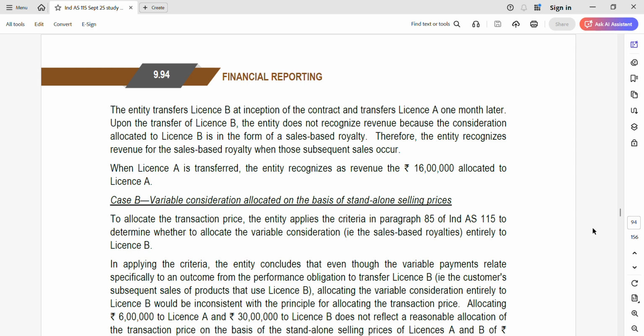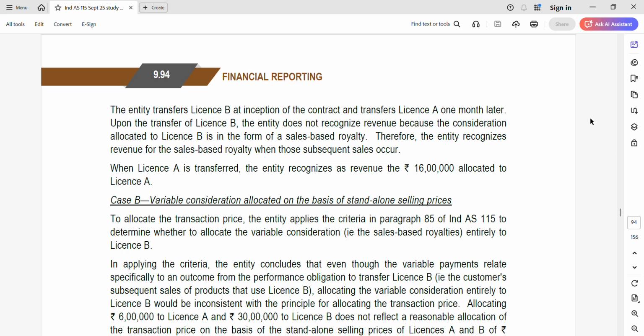Next aspect is the entity transfers license B at inception of the contract and transfers license A 1 month later. As soon as license B is transferred, the entity does not recognize revenue, because the consideration allocated to license B is in the form of sales based royalty. So the entity recognizes revenue for sales when the subsequent sales occur. When license A is transferred, the entity recognizes as revenue 16 lakhs allocated to license A. So this is with regard to your case A.